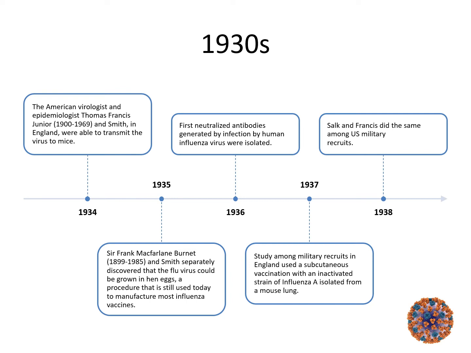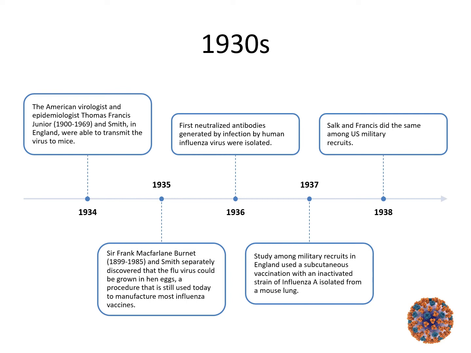Then in 1934, the American virologist Thomas Francis Jr., working with Smith in England, was able to transmit the virus to mice. In 1935, Sir Macfarlane Burnet and Smith separately discovered that the flu virus could be grown in hen eggs, a procedure that is still used today to manufacture most influenza vaccines. In 1936, the first neutralizing antibodies were generated by an infection and isolated.